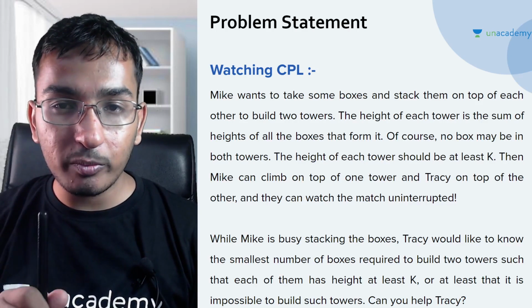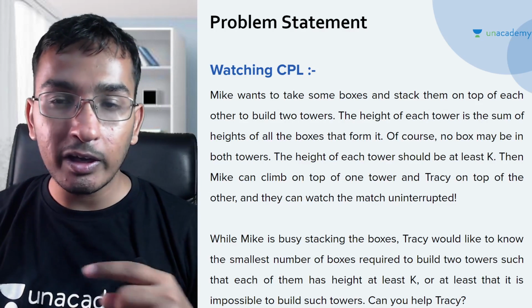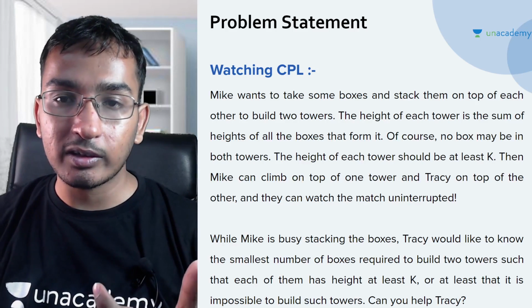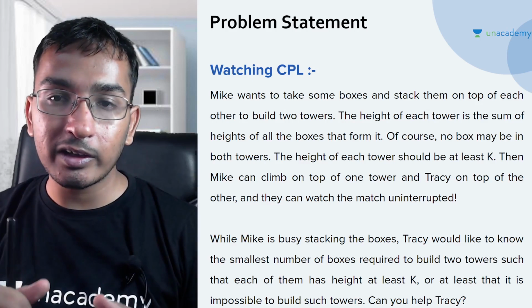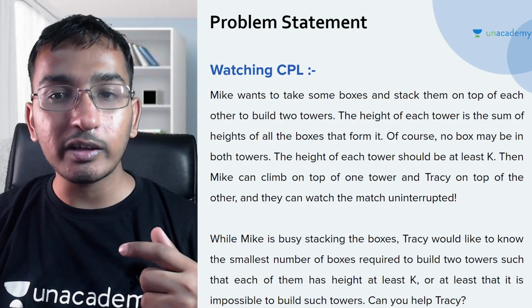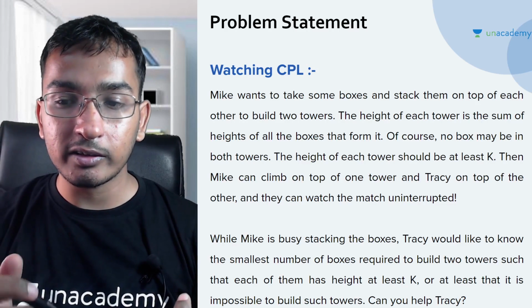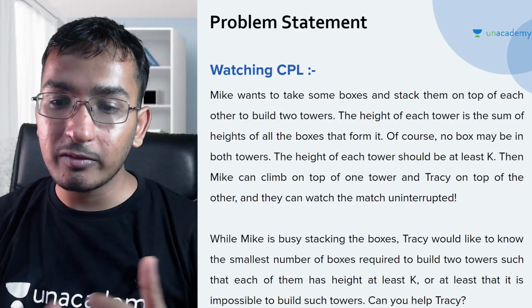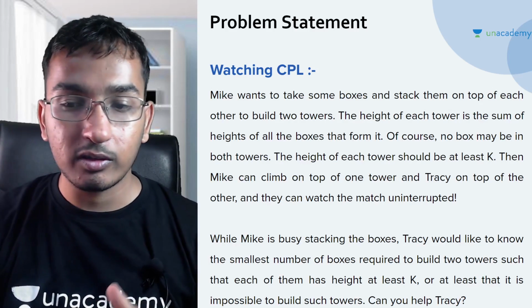So Mike wants to build 2 towers such that the height of each tower is at least k. And how can he build the towers? Using the n boxes. There are n boxes, and he will use some of them, each with a certain height, and he will try to accomplish the given height, that is at least k. Okay, so what does Tracy want to know? Tracy wants to know the minimum number of boxes required.